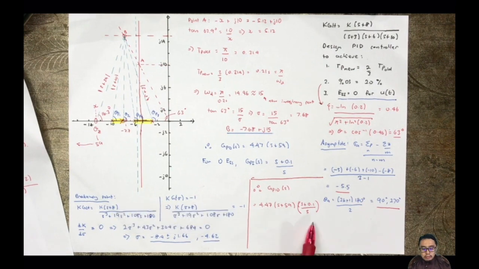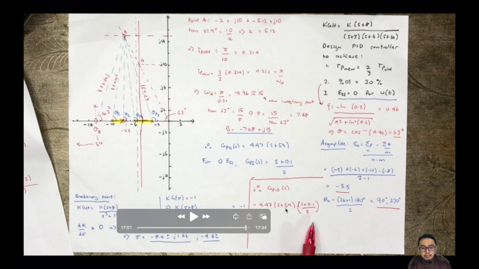So that will be the total expression for our PID controller. We have the gain K 4.47, the zero S plus 59 for the D component, and the S plus 0.1 over S, which is the derivative, sorry, the integral component of our controller. So we can check this later to see whether it really achieved the response that we wanted.